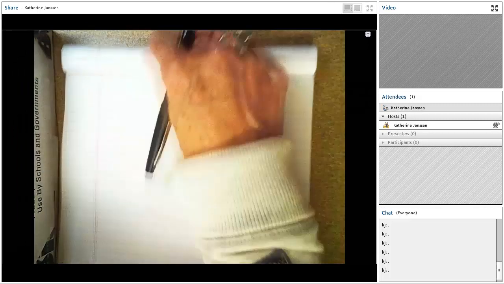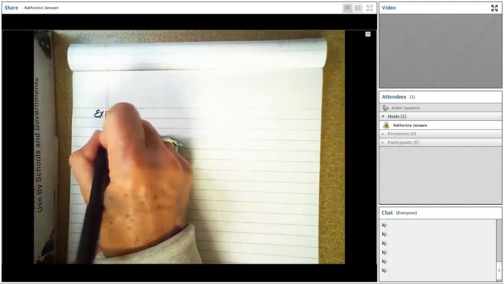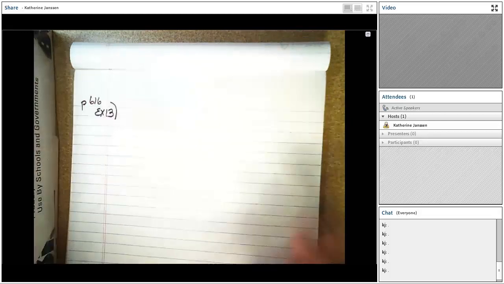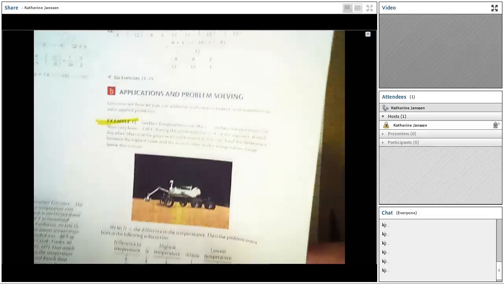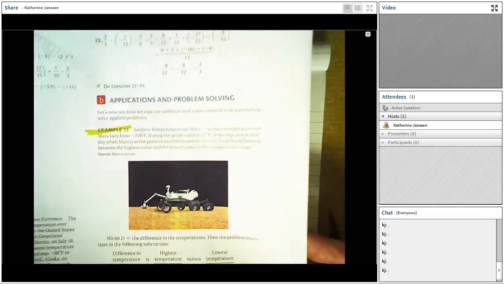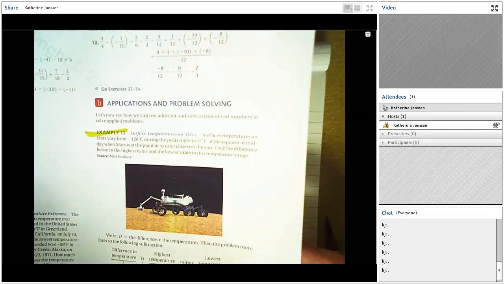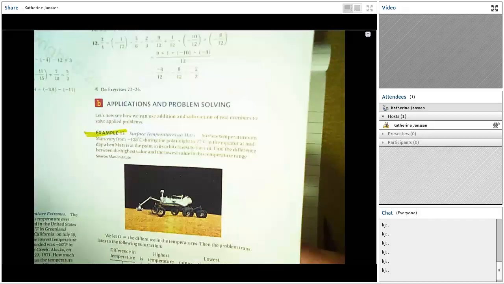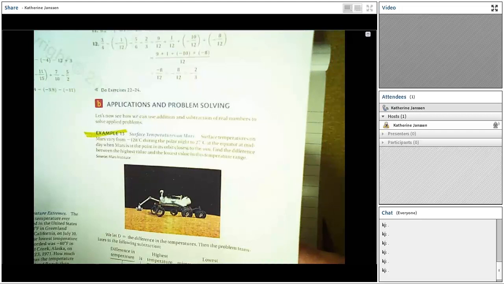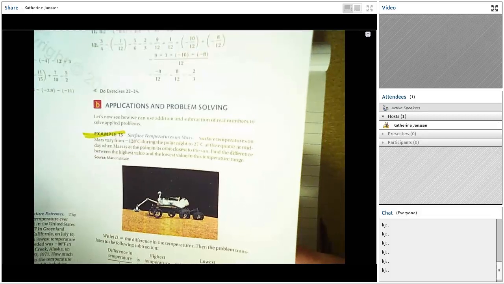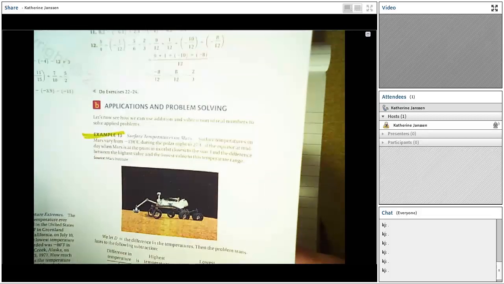This is example 13 on page 616. And reading our story problem. Surface temperatures on Mars vary from a negative 128 degrees Celsius during the polar night to 27 degrees Celsius at the equator at midday when Mars is at the point in its orbit closest to the Sun. Find the difference between the highest value and the lowest value in this temperature range.